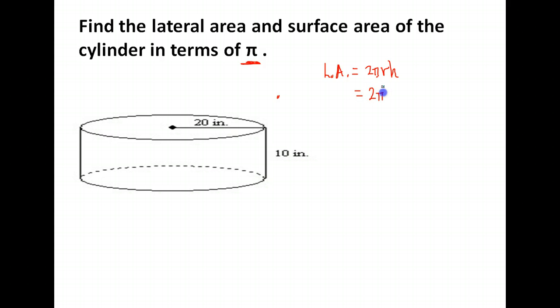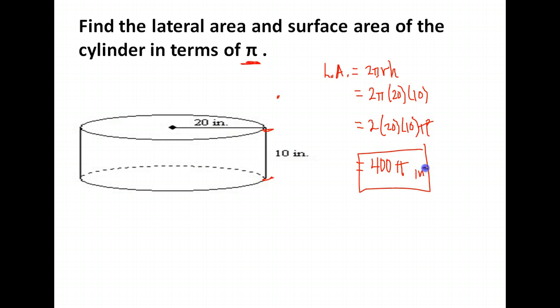Well, we have 2 pi, the radius is 20, and the height is 10. The height is the distance from base to base. It says it was 10. So that's our lateral area. All we have to do is calculate. Since we're writing it in terms of pi, I'm going to multiply all of the other numbers and then just move the pi down to the end. So we have 2 times 20 times 10. That gives me 400 pi. That is the lateral area, and that would be in square inches.